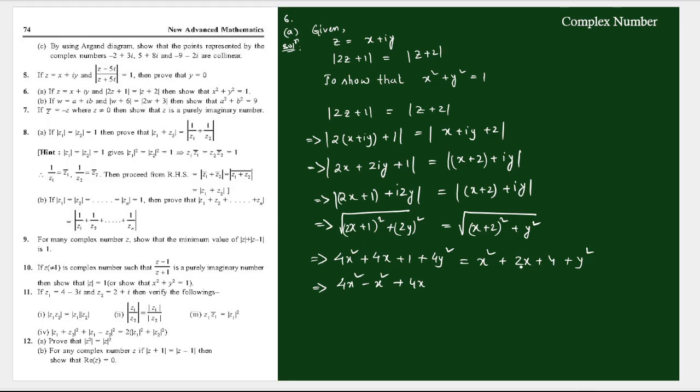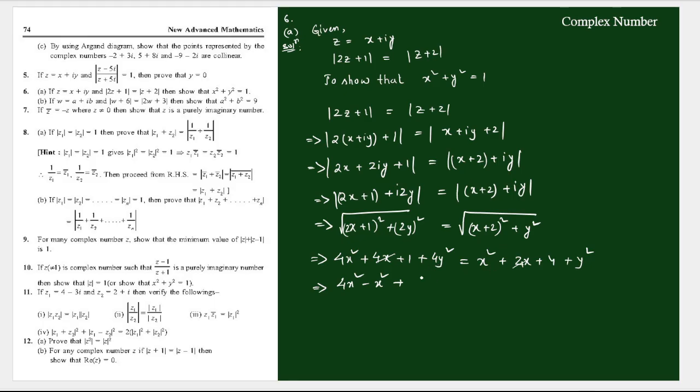Okay. This one is how? Here we have got 2. 2 into 2 is 4x. Oh, it becomes cancel out, so no need to write. So this becomes your 4x. So this one and this one becomes 0.